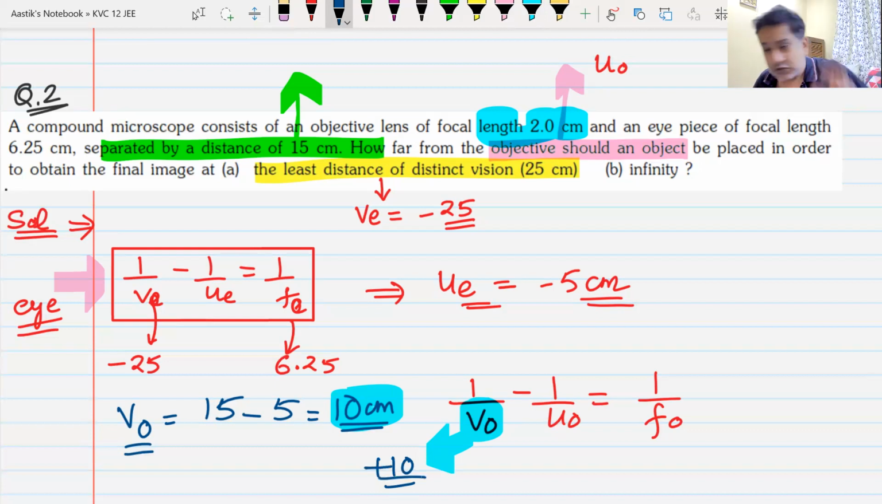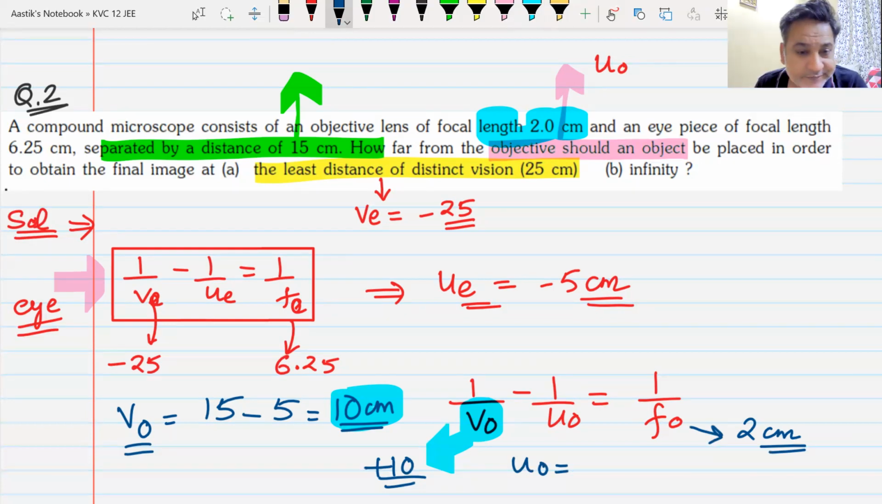UO, I don't know, but FO, I know. How much is the value of FO? 2 centimeters, plus 2. From there, you can get the value of UO. Once you get the value of UO, you can calculate the rest of the things. Can you tell me the value of UO from here?